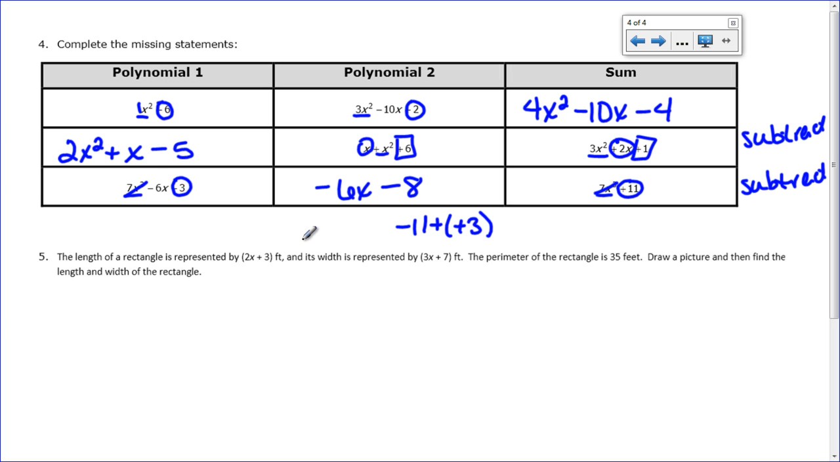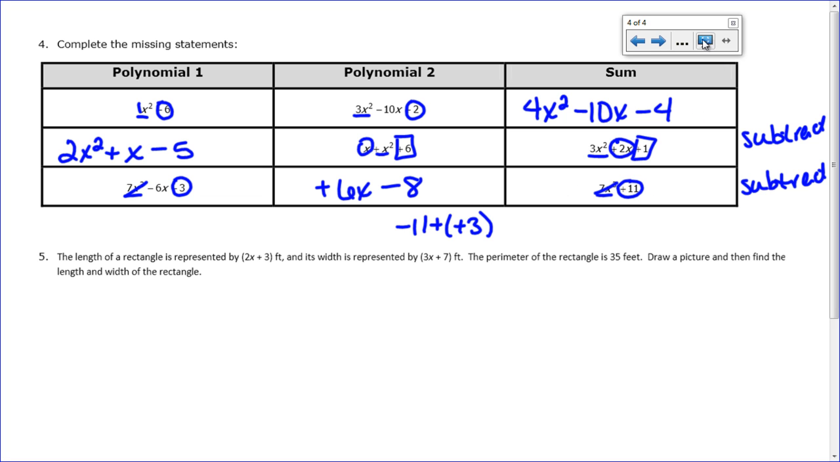And you can double check it by adding. 7x cubed with nothing x cubed makes 7x cubed. Then your negative 6x. I apologize. This should be positive 6x because we're subtracting. So if I do negative 6x plus 6x, it leaves no x here, which is what I want. And then when I do negative 3 plus negative 8, that makes negative 11.